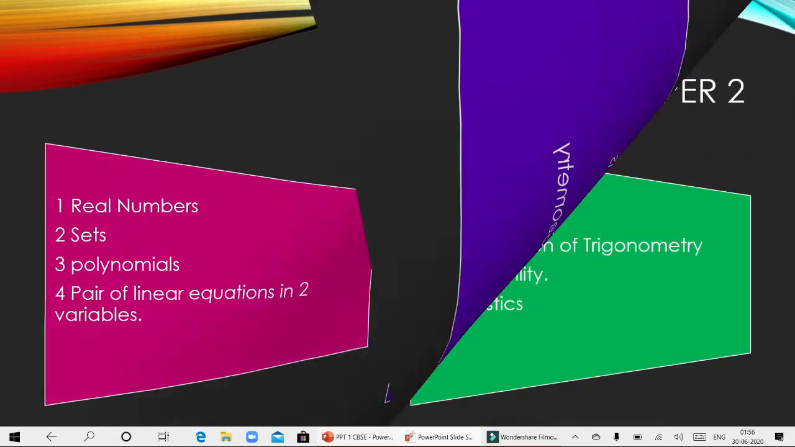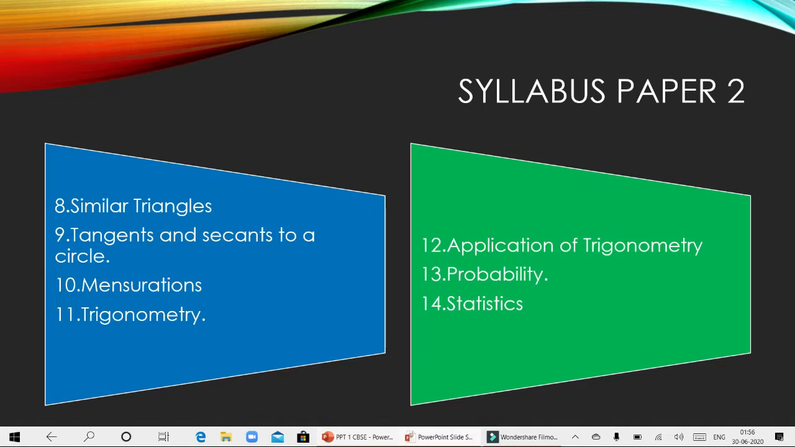That's it. In paper 2, you have another 7 topics, that is similar triangle, tangents and secants to a circle, mensurations, trigonometry, application of trigonometry, probability and statistics.